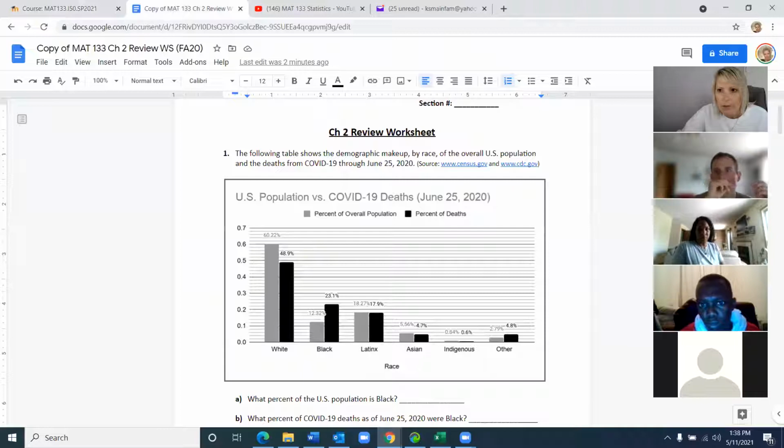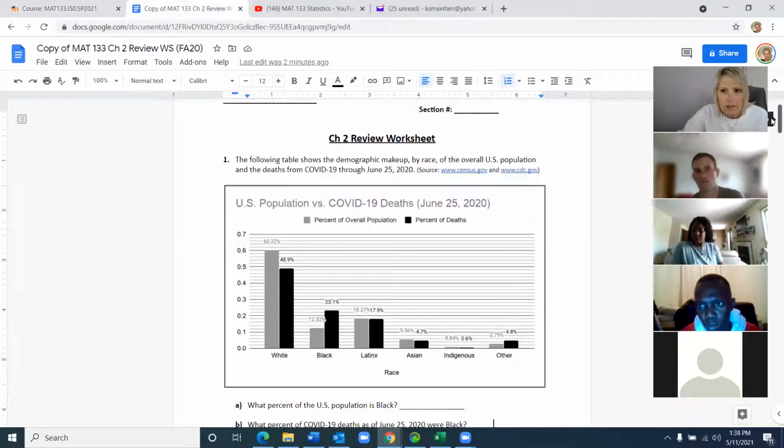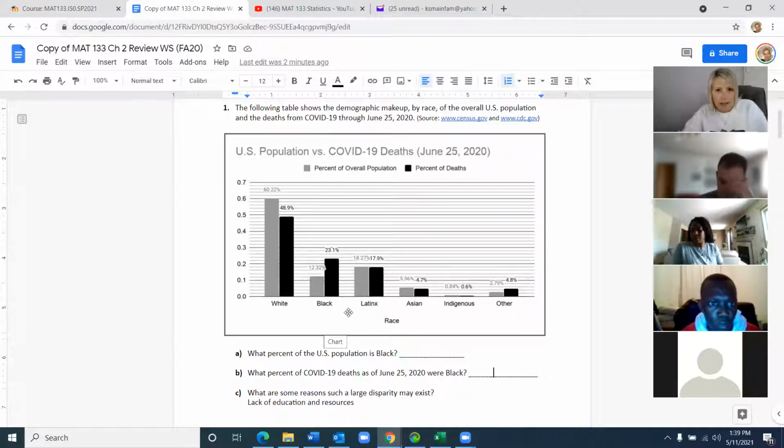And the first problem on the chapter 2 review worksheet is a graph of the US population versus COVID deaths by race. And so the ones in light gray are the percent of the overall population. For instance, the one that sticks out all around the country is the African-American population, because the African-American population in the US is only about 12.3% of our population, but at the time, on June 25th of 2020, they actually made up 23% of the deaths from COVID.